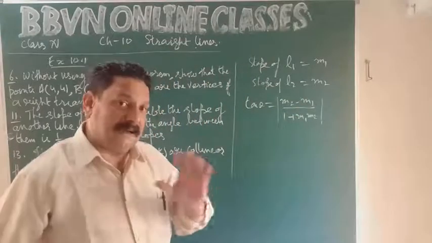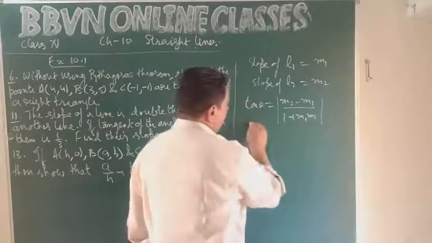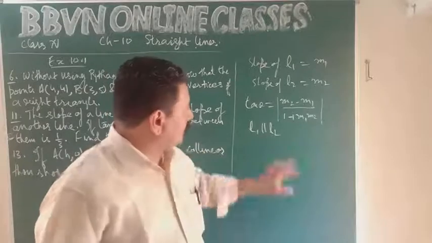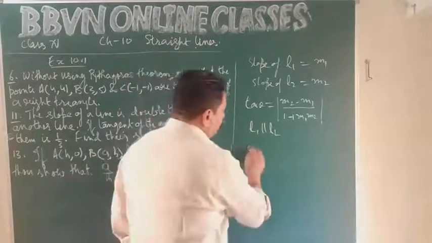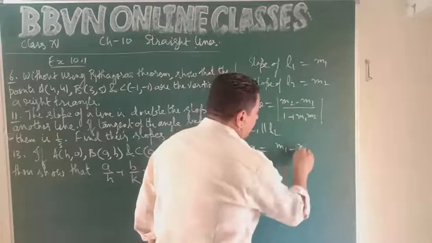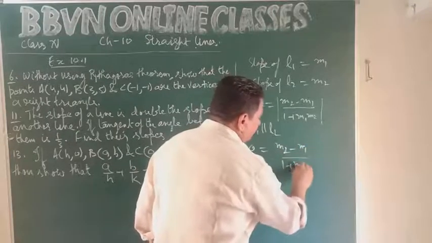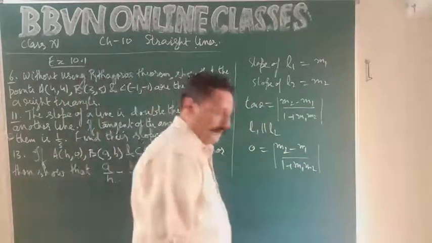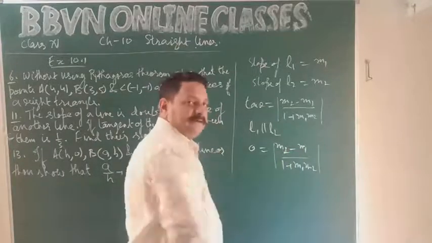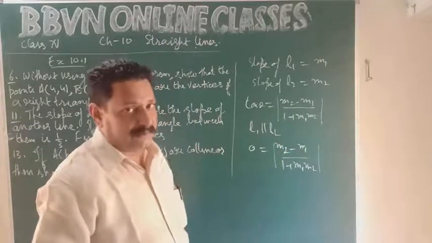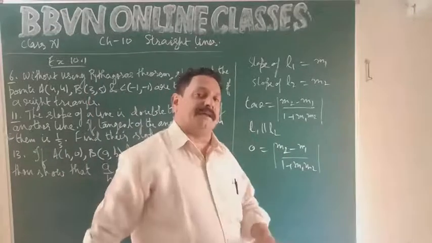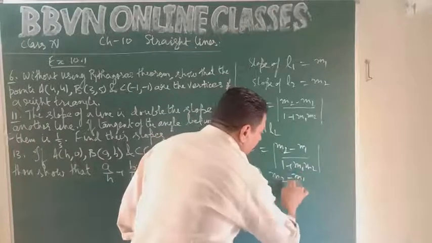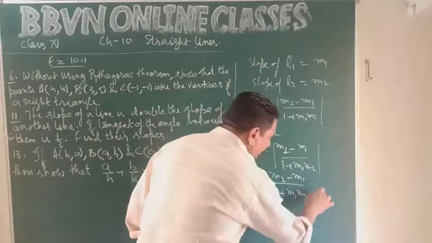Now, if the lines are parallel, if L1 is parallel to L2, then angle between them theta will be 0. So what is tan 0? 0. So 0 equals (M2 minus M1) upon (1 plus M1 M2). Now even if I remove this mod, I have to consider two cases, plus 0 and minus 0. So with 0, positive or negative sign doesn't make any difference. So what am I left with? 0 equal to (M2 minus M1) upon (1 plus M1 M2).